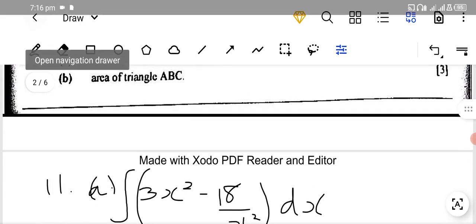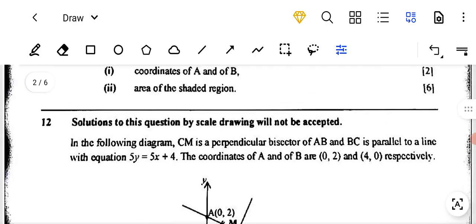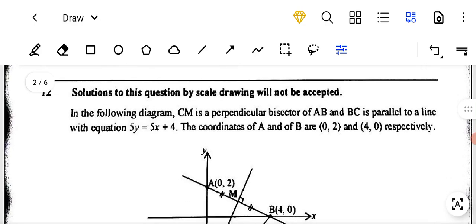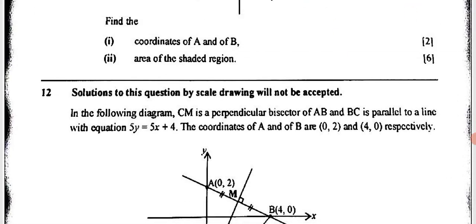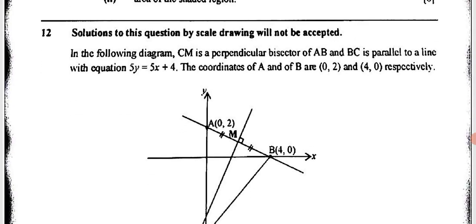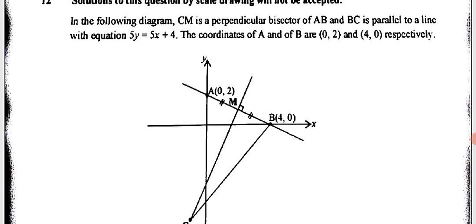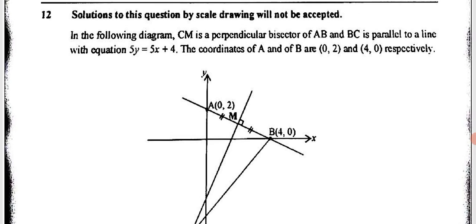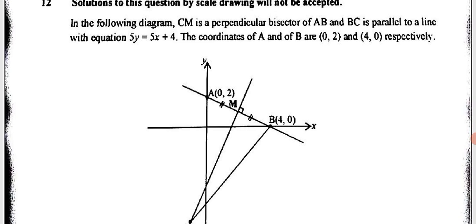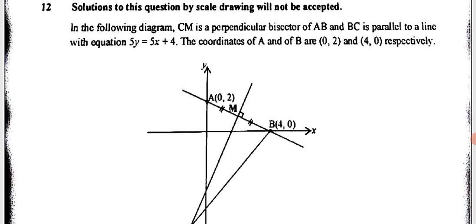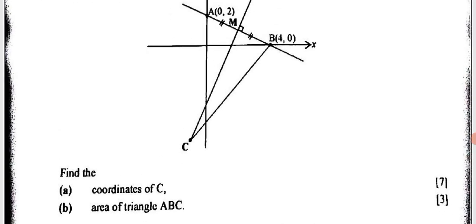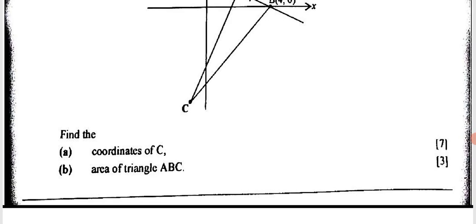And then now we move on to the last question. Solutions to this question by scale drawing will not be accepted. In the following diagram, CM is a perpendicular bisector of AB, and BC is parallel to the line with the equation like that. The coordinates of A are given as (0, 2) and B (4, 0) respectively. They want to find the coordinates of C.